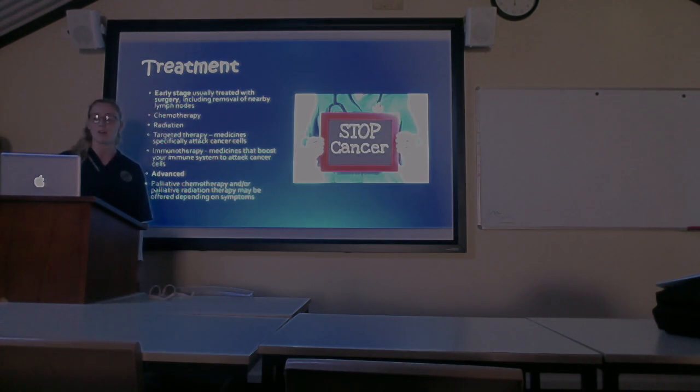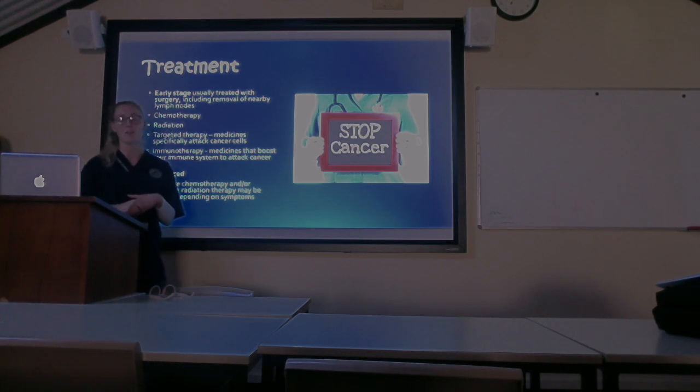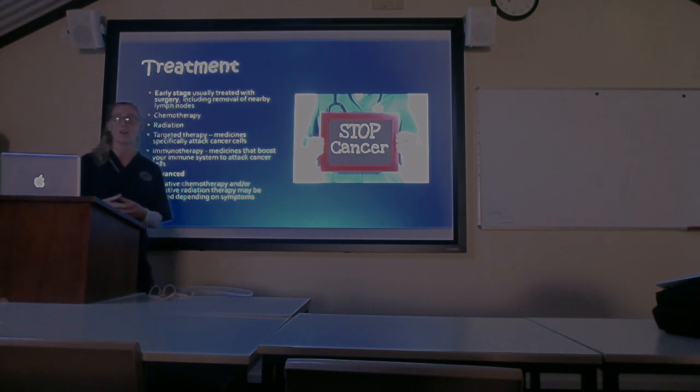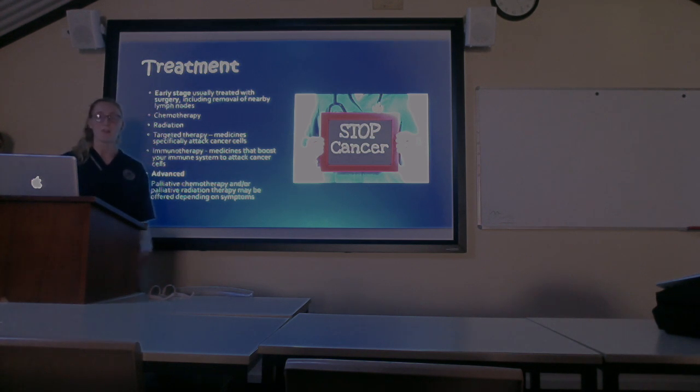Types of treatment. Early stage is usually surgery, including removal of nearby lymph nodes. This can also include chemotherapy or radiation, but they can also be their own treatment as well. Targeted therapy, medicines that specifically attack cancer cells, and immunotherapy, medicines that boost your immune system to attack cancer cells. For advanced lung cancer, palliative chemotherapy and/or palliative radiation therapy may be offered depending on symptoms.